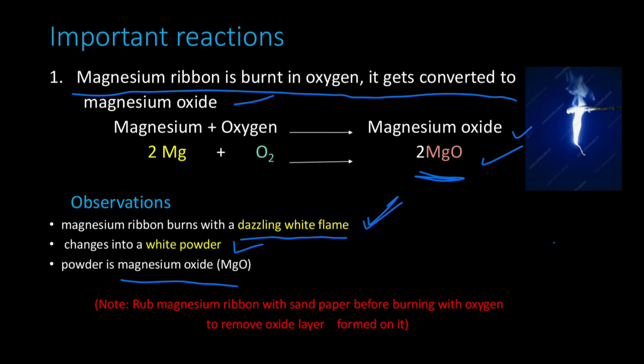One note you have to remember in this reaction is to rub the magnesium ribbon with sandpaper before burning it with oxygen. Why? Whenever we take a magnesium ribbon, there might be a layer of oxide, right? Some oxide layer is deposited. So to remove that oxide layer present on the magnesium, first we have to rub it with sandpaper, and then burn the magnesium ribbon. You get magnesium oxide, the white powder, and while burning, it burns with a dazzling white flame.